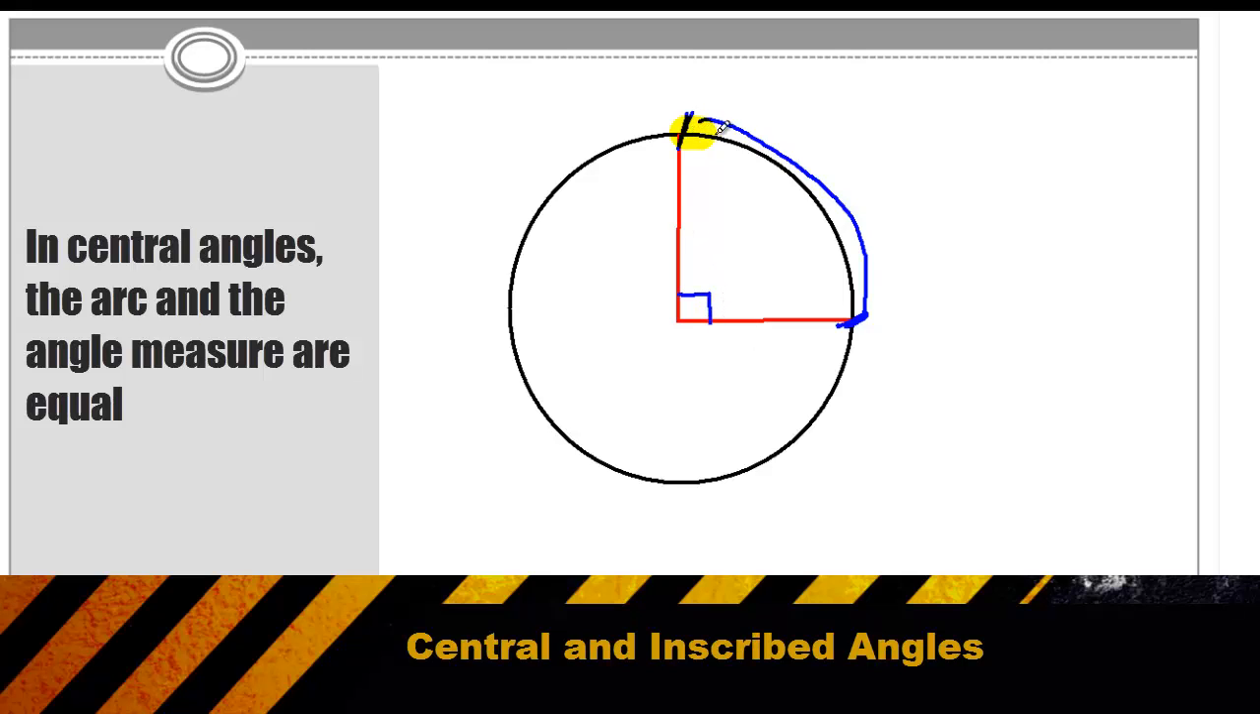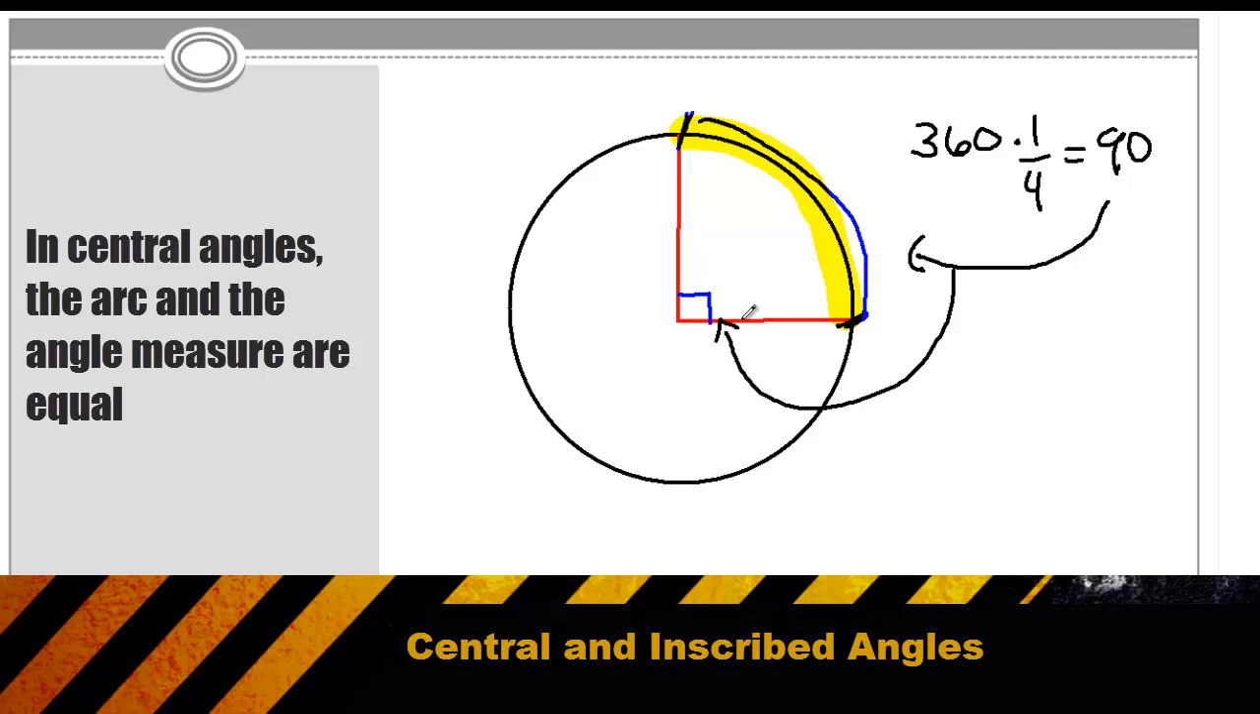And visually, if you look at it, it looks like I cut out 1/4 of the circle. Each circle has 360 degrees. So if I take 360 and times that by 1/4, I get 90 degrees. So the degree of my yellow arc is equal to the measure in my angle.